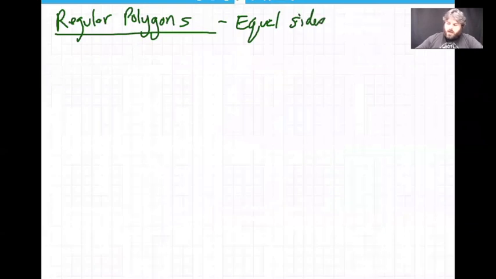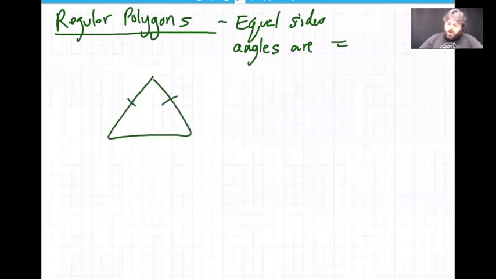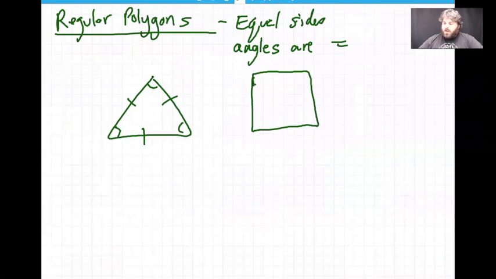Okay, all the sides are the same, and all the interior angles are equal as well. So obviously with a triangle, with all the sides the same and all the angles equal, we call that an equilateral triangle. When it's four-sided and all the angles are the same and all the side lengths are the same, we call it a square.